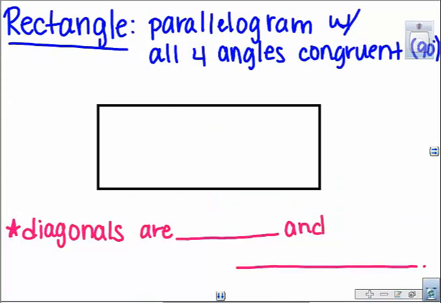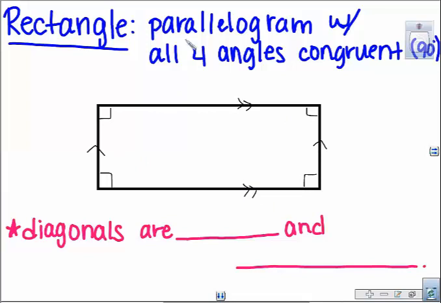Next up is the rectangle. Hopefully y'all are comfortable with rectangles. We know that it's a parallelogram with 4 angles congruent, which means they are all 90 degrees. So we have opposite sides parallel. That's what makes it a parallelogram, and the 90-degree angles make it a rectangle.